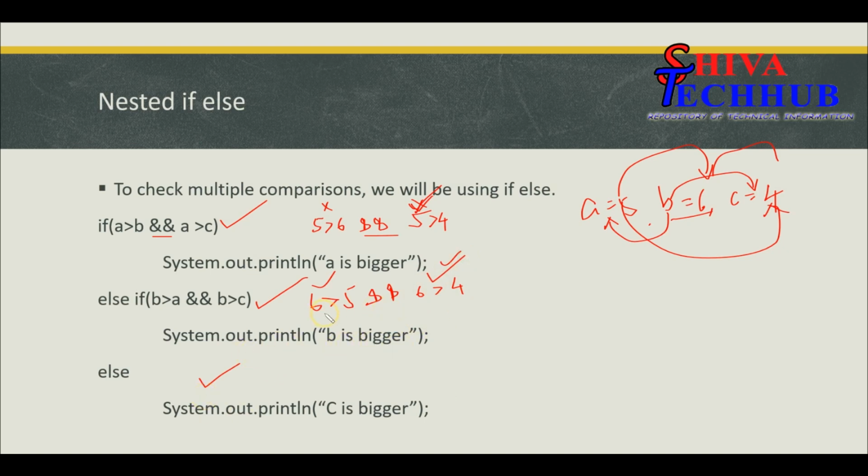Since we got the answer, we need not check this particular condition, because out of these three variables, we found that B is greater than A and B is greater than C. Since there are only three variables, automatically this B is nothing but the biggest of these three numbers. So this is how we will be checking the condition using if else and nested if else.